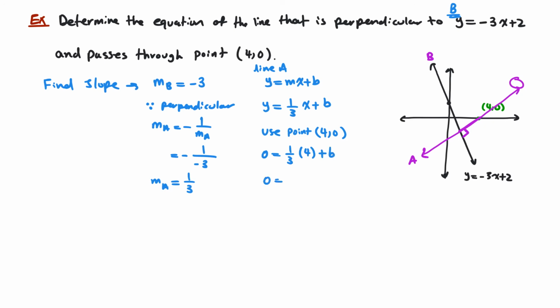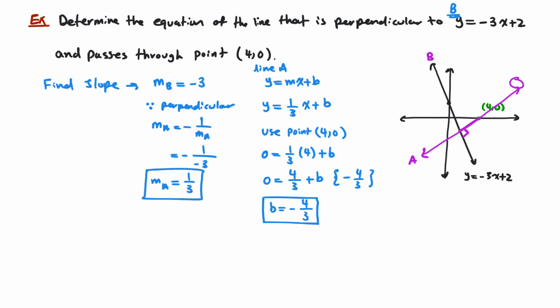0 is equal to 4 times 1 over 3, which is 4 over 3, plus b. Then to isolate for b, I have to subtract 4 over 3 from both sides. So I get b is equal to negative 4 over 3. So then I have my b value, I have my mA value, so my final equation is y is equal to 1 over 3 x minus 4 over 3.